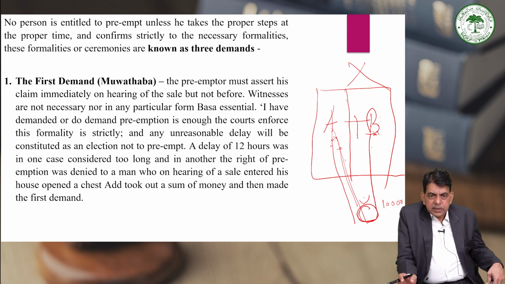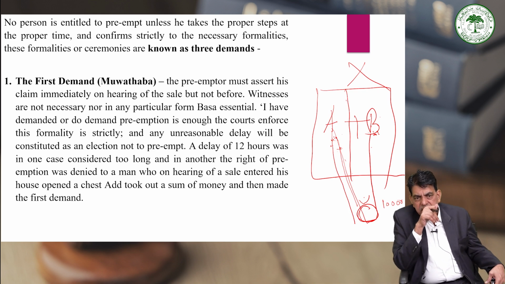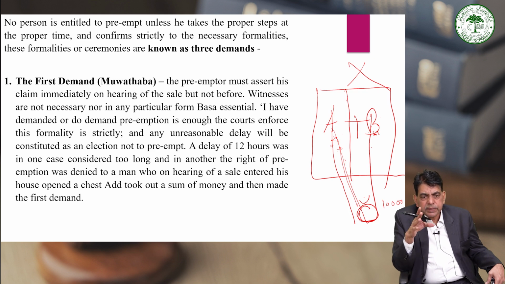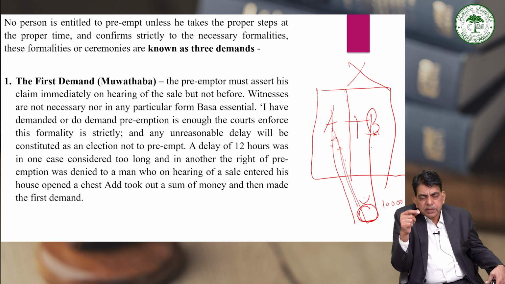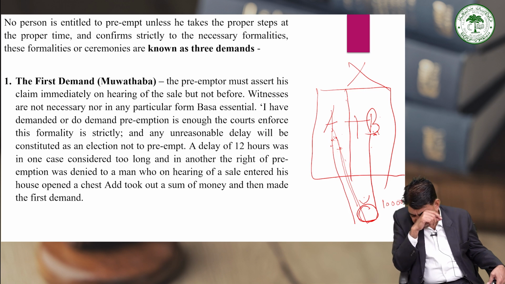So the formality is very strict, and any unreasonable delay will be construed as an election not to preempt. A delay of 12 hours was in one case considered too long, and in another, the right of preemption was denied to a man who, on hearing of the sale, entered his house and opened a chest, and in this way he delayed the demand. So the rule is that the Talab-e-Mowasibat, or first demand for preemption, should be made as soon as he has got the information for the first time regarding the sale of a particular property.